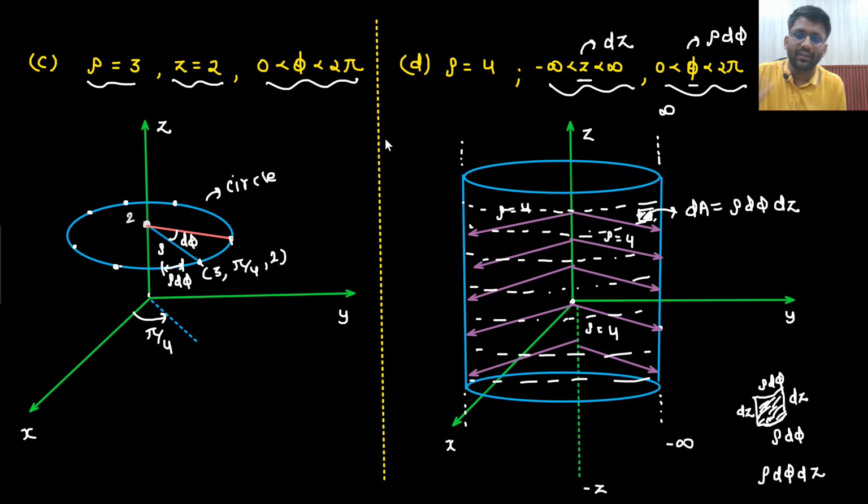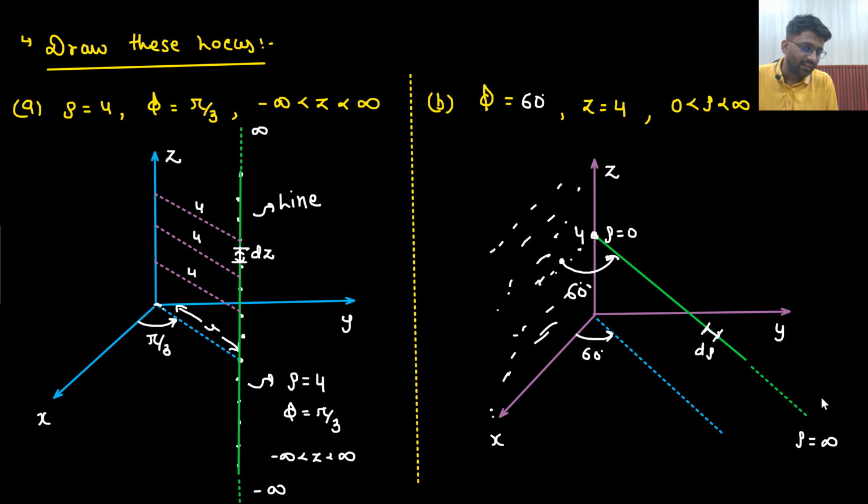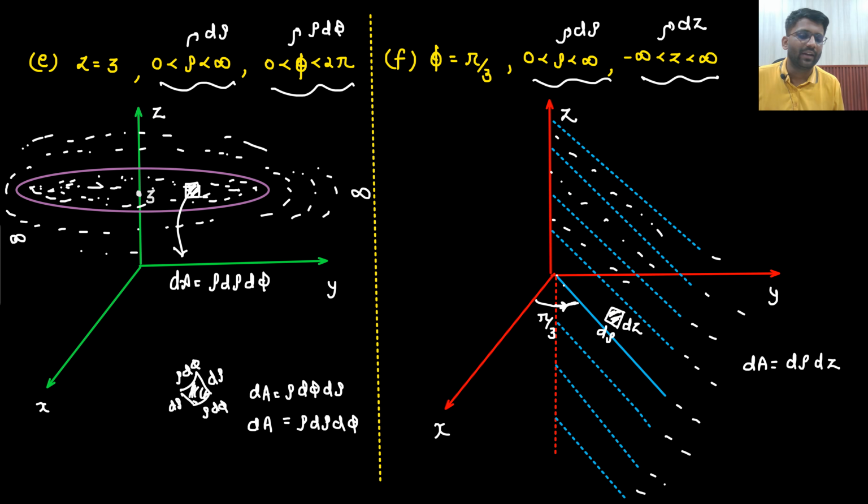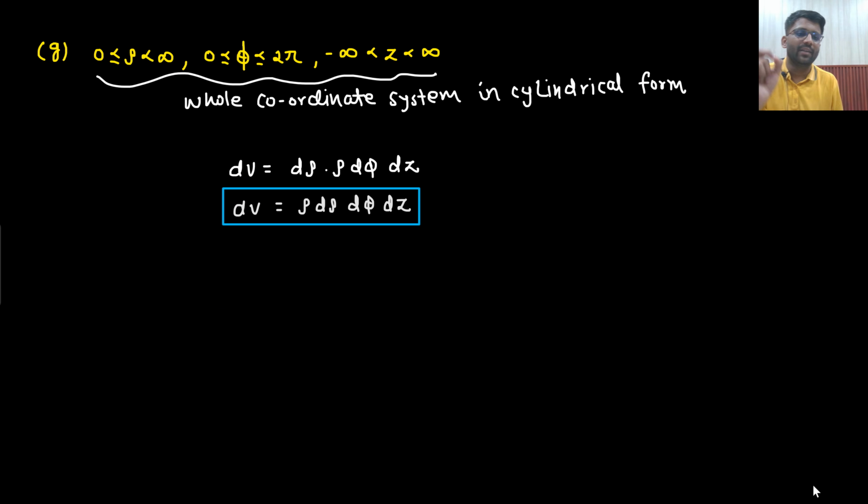When only one thing varies, only phi varying from 0 to 2 pi, we will end up making a line. Here, we ended up making a line because only z was varying, only rho was varying, only phi was varying. Here, two things were varying, so we ended up making a surface. And now, when three things were varying, we ended up making a volume.